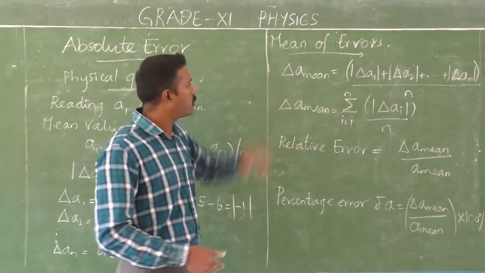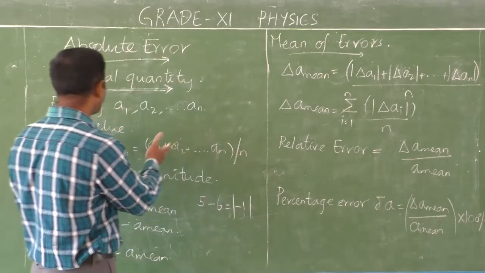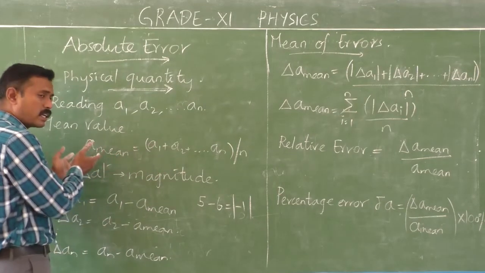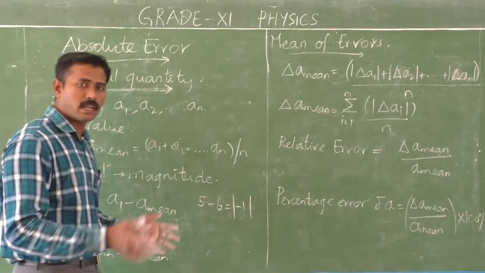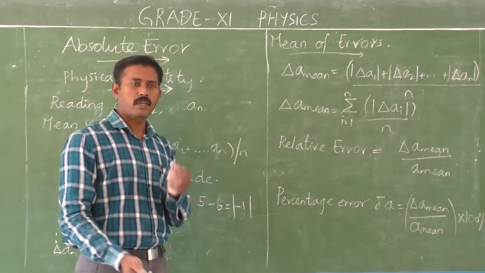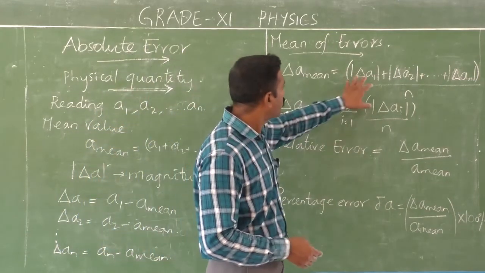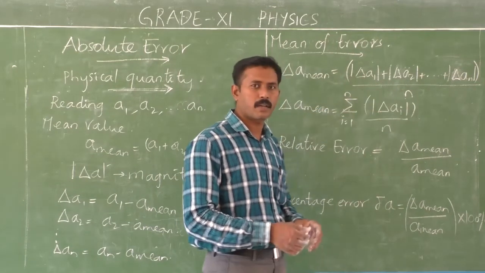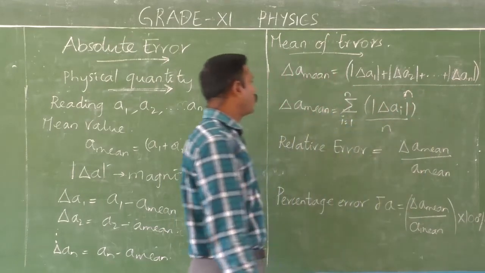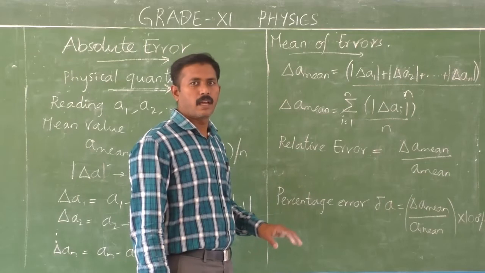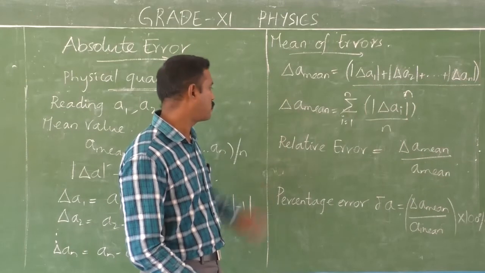So we take the mean of the errors, just as we took the mean for the true value. For getting the true value from n number of readings, we took the mean value. Similarly, for the many errors, we get a mean value of the errors. The magnitudes of all the errors are summed up and then divided by n. We get the mean absolute error. So this is the mean absolute error.